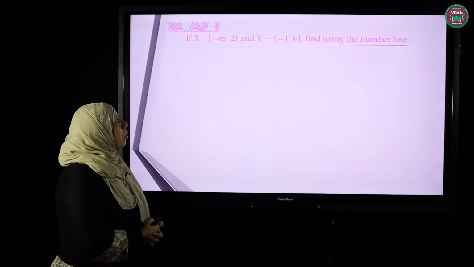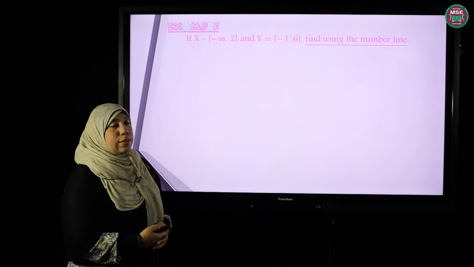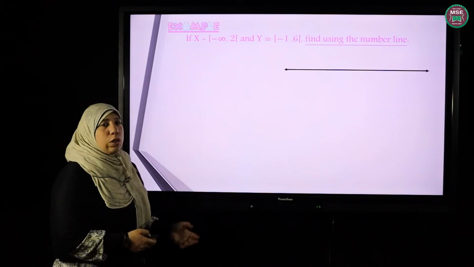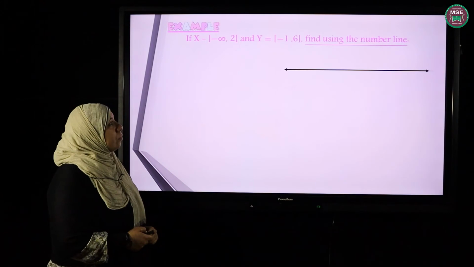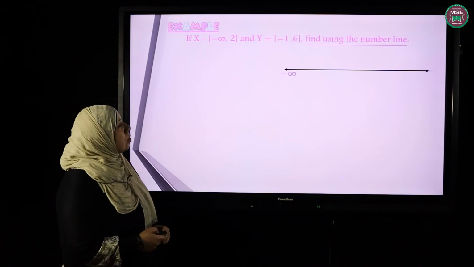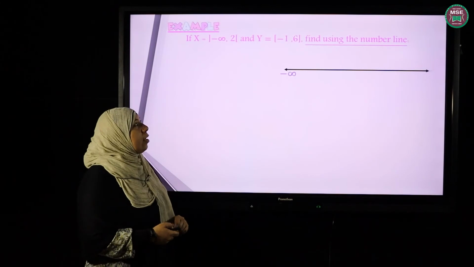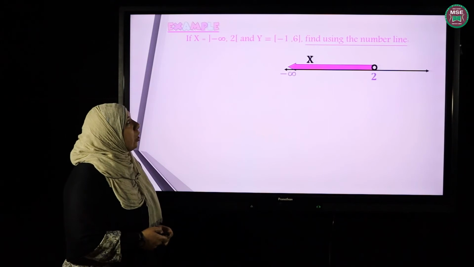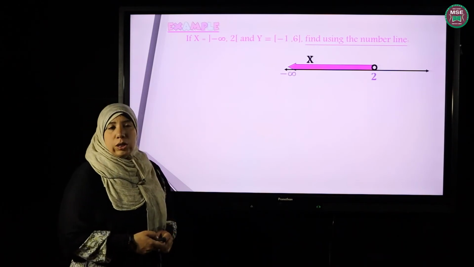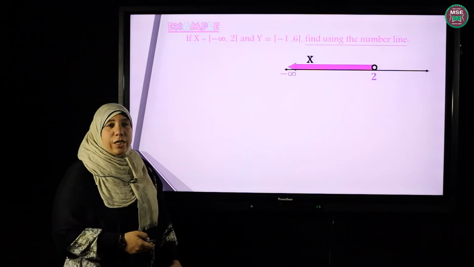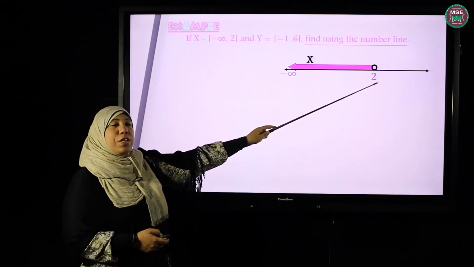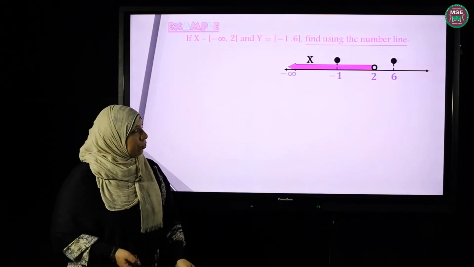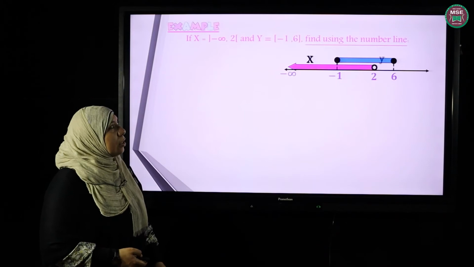For example, I have here an example that contains all we said before. If x is the numbers from -infinity to 2, and y is the numbers from -1 to 6, I want, using the number line, all the operations here. So I will draw x and y again, both intervals on the same number line. X from -infinity to open 2, this is x. And y from -1 to 6. Consider the ordering of numbers. Don't write -1 over there. -1 will be here before 2, and 6 will be after 2. So this part is called y.